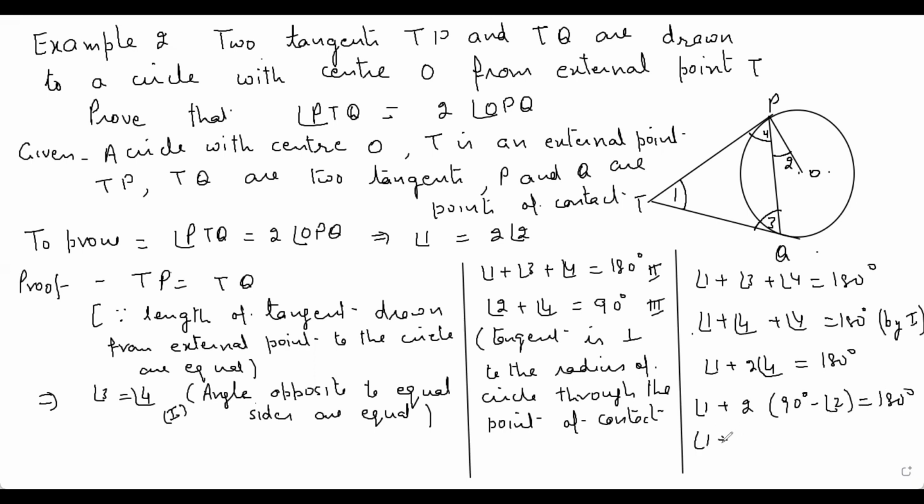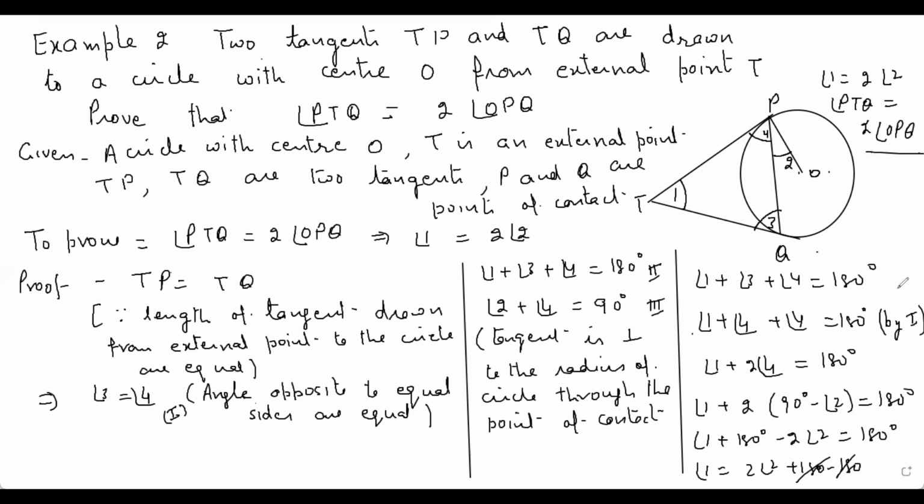Angle 1 plus 180 degree minus 2 times angle 2 is equal to 180 degree. Angle 1 is equal to 2 times angle 2 plus 180 degree minus 180 degree. This and this is cancelled. So it means angle 1 is equal to 2 times angle 2. PTQ is equal to 2 times OPQ. We will get angle PTQ is equal to 2 times OPQ.